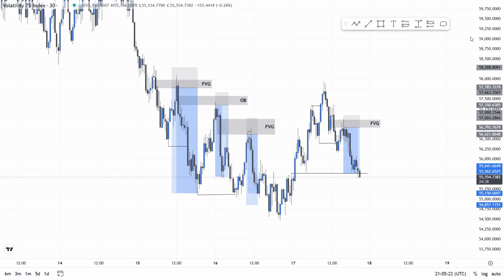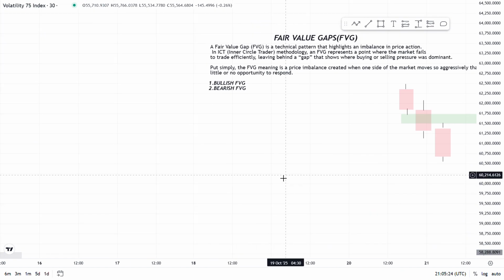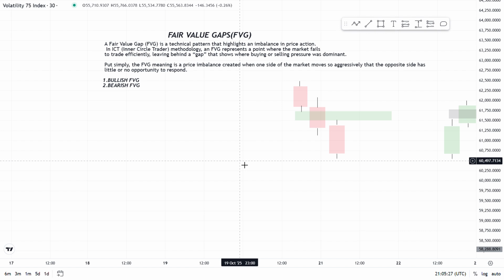So I'm going to show you what fair value gaps are. So what are fair value gaps? A fair value gap is a technical pattern that highlights an imbalance in price action. In ICT methodology, an FVG represents a point where the market fails to trade efficiently, and from this it leaves behind a gap that shows where buying or selling pressure was dominant. So in simple terms, a fair value gap is a price imbalance created when one side of the market moves so aggressively that the opposite side has little or no opportunity to respond, right?